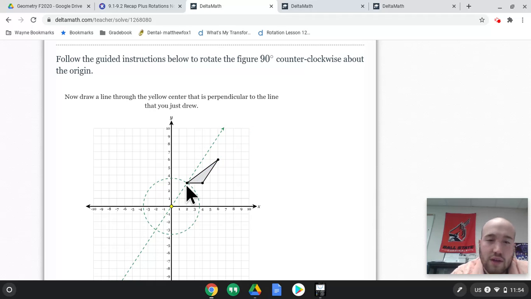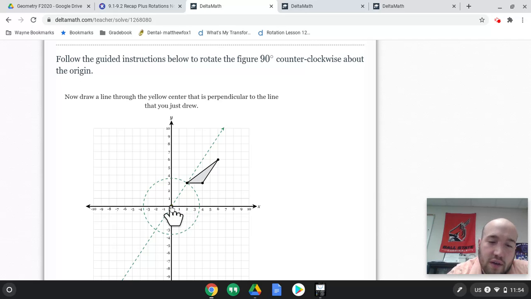Okay, we're done. Now we have to draw a perpendicular line. So once again, let's find the rise over run. Rise of 1, 2, 3, run of 2, so 3 over 2. The reciprocal of that would be 2/3. The opposite makes it negative.